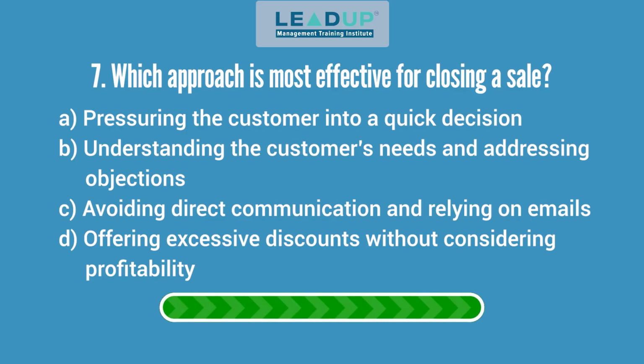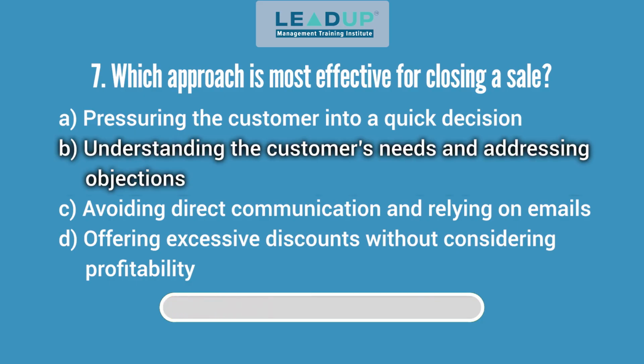Question 7. Which approach is most effective for closing a sale? A. Pressuring the customer into a quick decision. B. Understanding the customer's needs and addressing objections. C. Avoiding direct communication and relying on emails. And D. Offering excessive discounts without considering profitability. Answer: understanding the customer's needs and addressing objections.